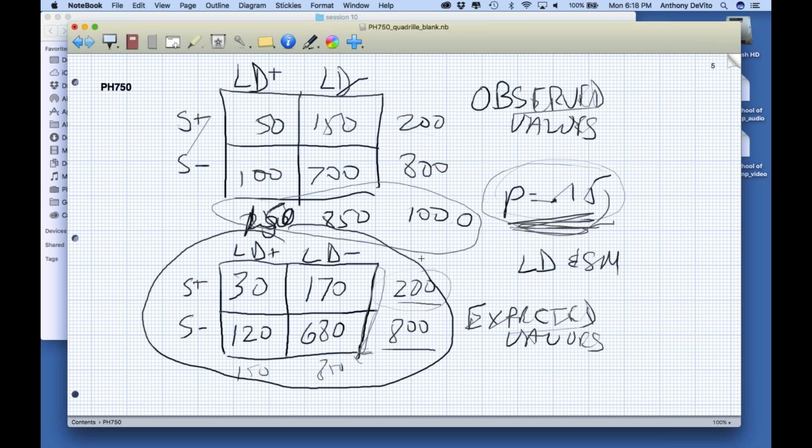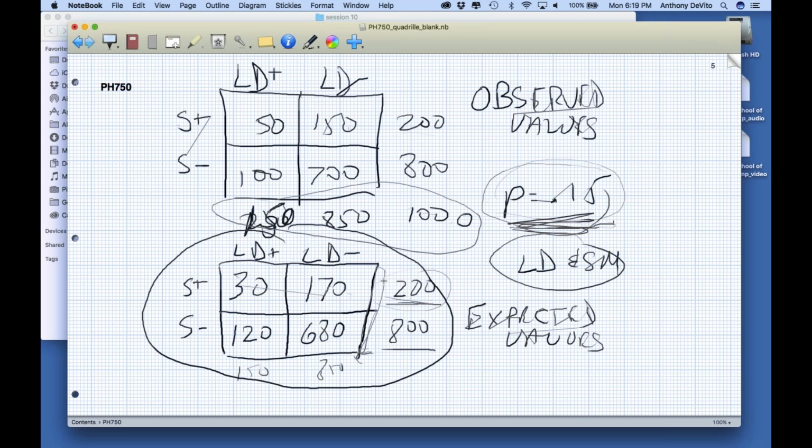Sure. Which part? The second table represents what we would have expected if there were no association between lung disease and smoking. We would have expected that the 200 smokers would have gotten lung disease at the same rate, 15%, as people that were non-smokers, or as the general population, that 15% overall for the entire population.